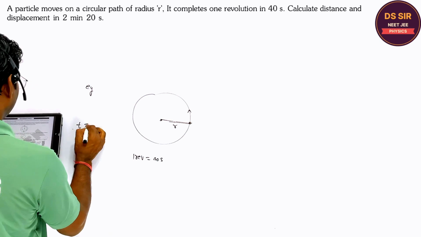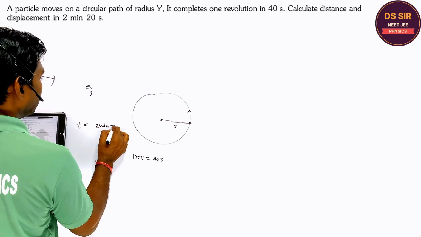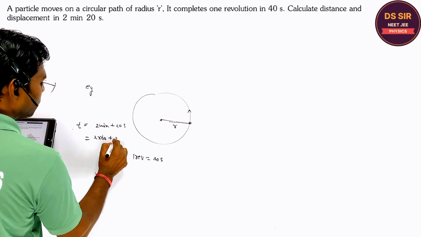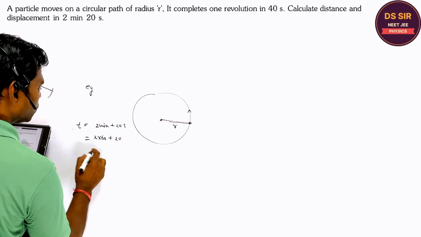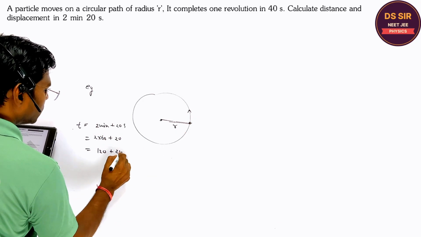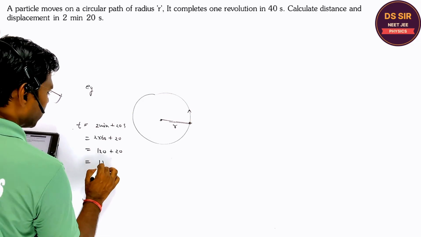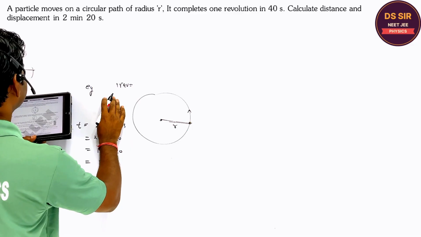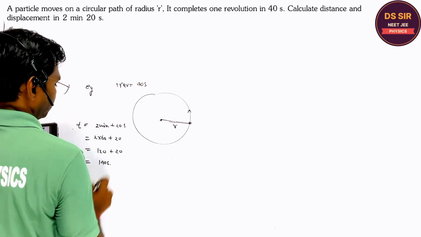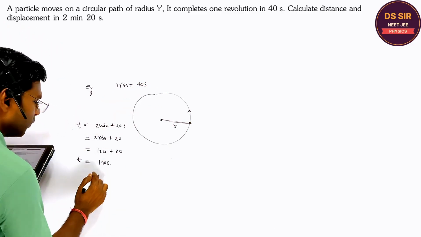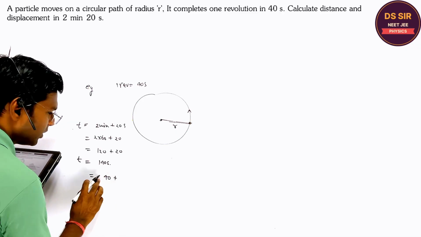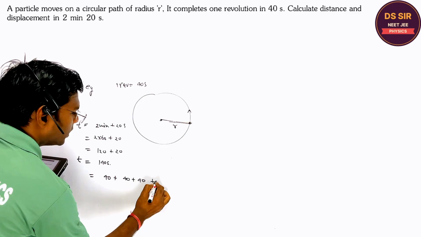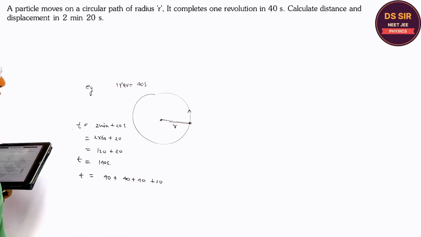Total time is what? Say 2 minutes plus 20 seconds. 2 minutes is what? 2 into 60 plus 20, so this is 120 plus 20, 140 seconds. And one revolution, how much time does it take? Say 40 seconds. So total time is 140. You can divide this as 40 plus 40 plus 40 plus 20. Is it clear or not?